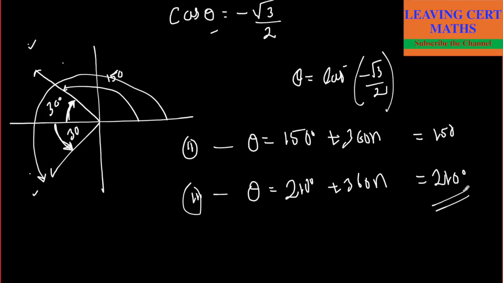And always remember, we are solving for degree, but in most of the questions they will ask for radian. So you can multiply everything by pi over 180. You will get radian.